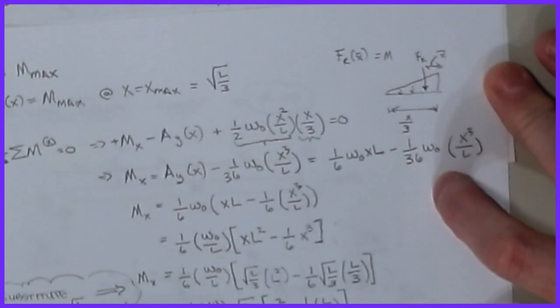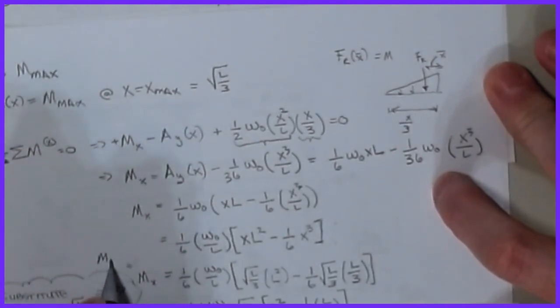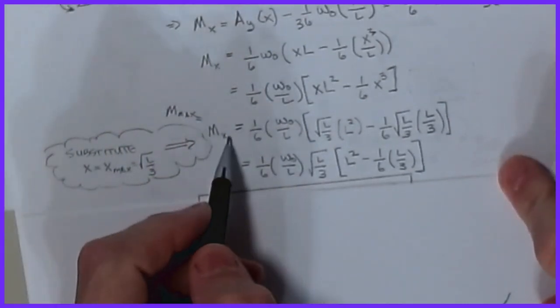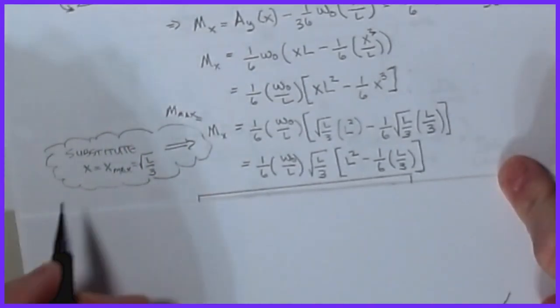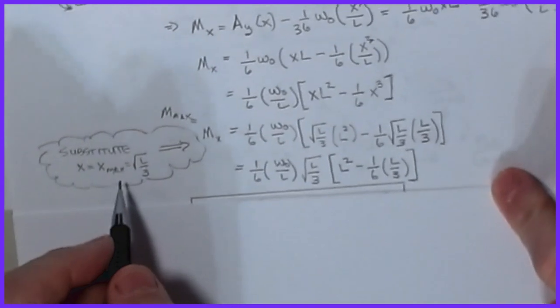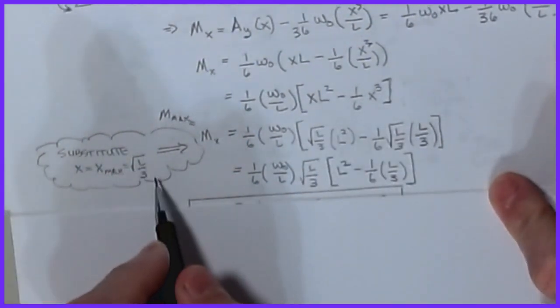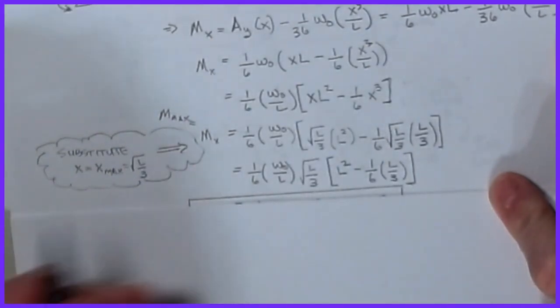So then all I have to do to find Mx at any value of x is plug in my x values. The one we're going to be writing is M max. At that location, we know that M max is equal to Mx when x is equal to x max, and that was that square root of L over 3. So anywhere I had an x in this equation, I'm going to plug in the square root of L over 3, with a little bit of algebra.